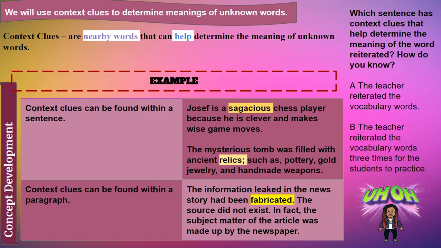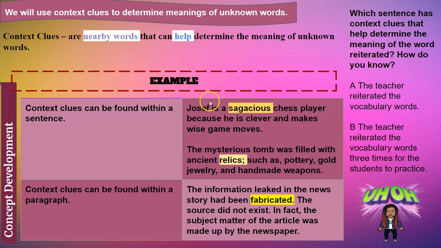So Joseph is a sagacious chess player because he is clever and makes wise game moves. What does it sound like? To me, this person sounds like he may be crafty or skilled at this game of chess. Why? Because he's clever and he makes wise moves. To be clever means you have the capability to outthink or think on a different level. So I'm quite sure that word has to do with being skilled at something.